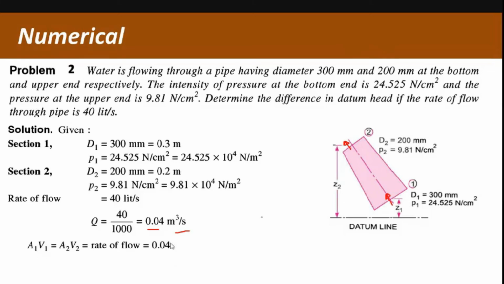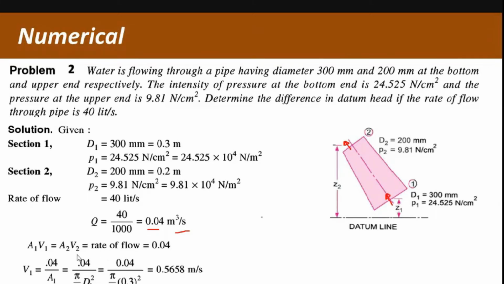So we can say v1 equals Q by a1. Similarly, v2 equals Q by a2. So v1 equals Q by a1, which is 0.04 divided by a1. For a1 the diameter is given, so pi by 4 d1 square. So put the value: 0.04 divided by pi by 4 into 0.3 whole square. So it comes out to be 0.5658 meter per second. Similarly, you can calculate V2.